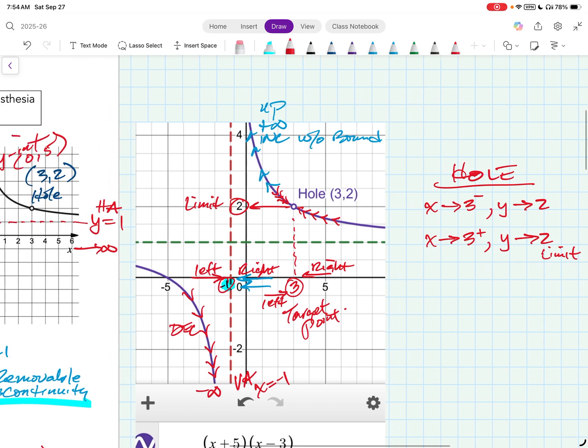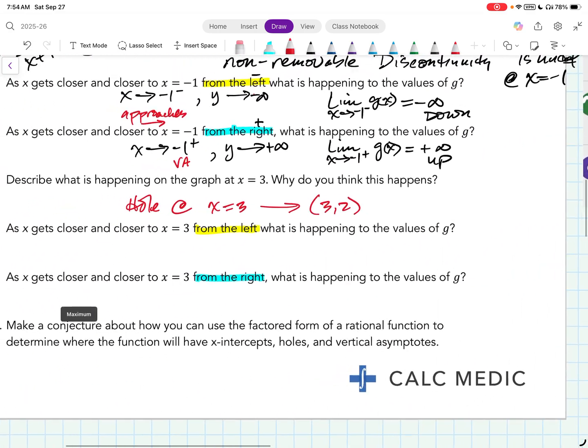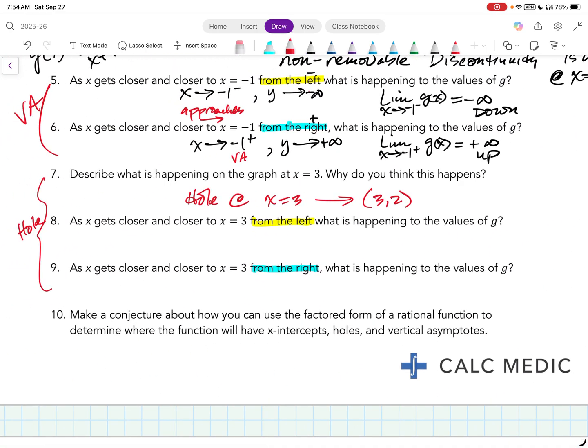Now let's rephrase that down here. So as I just said here, as x approaches 3 from the left, use a minus sign. Y approaches 2, the limit. It's a y value. And then write that as a limit now. The limit as x approaches 3 from the left of your function g of x is equal to 2. That's how you write it.